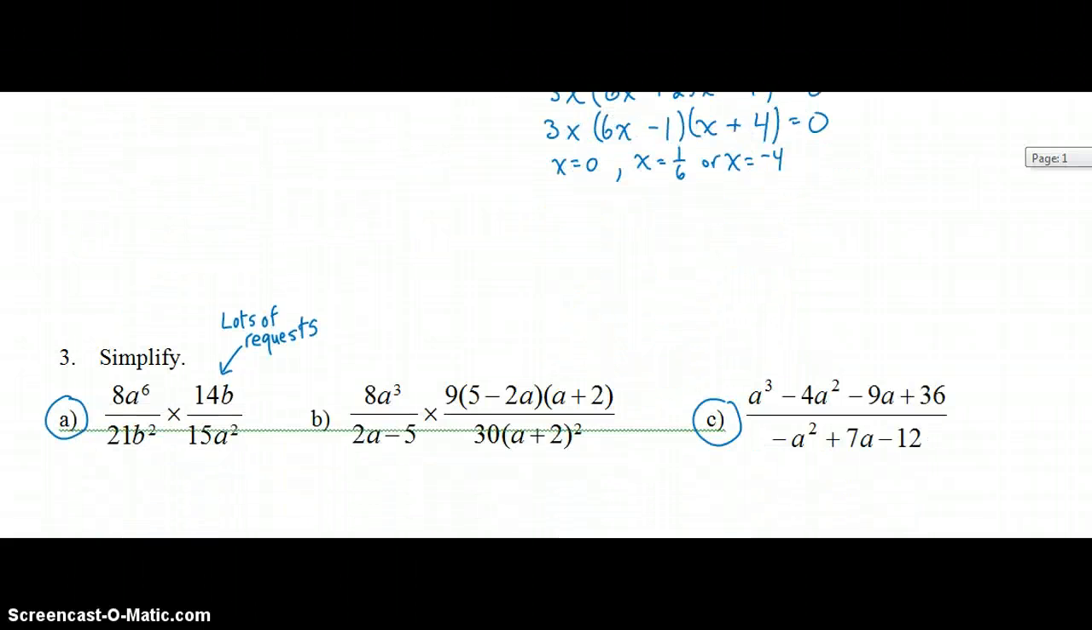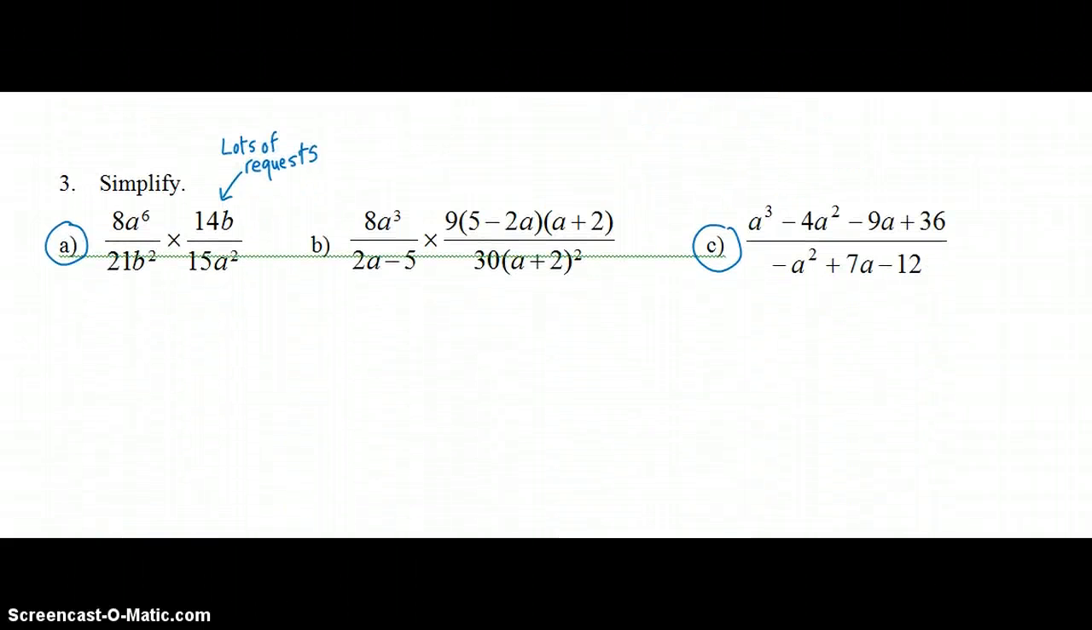Next question, moving to number 3. Lots of requests for this one, probably because they're only monomial factors. Gave some people a bit of a pain. So the first way I'm going to do this is just multiply it through. You guys will see this, you should understand. You're going to get 112, top times top, 112a to the 6b, and on the bottom, that's going to be 315a squared b squared. And now you just reduce this.